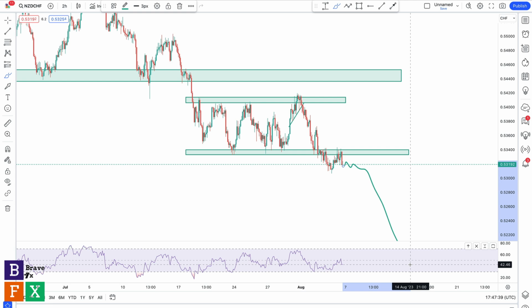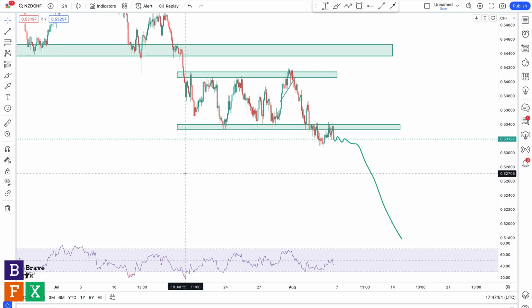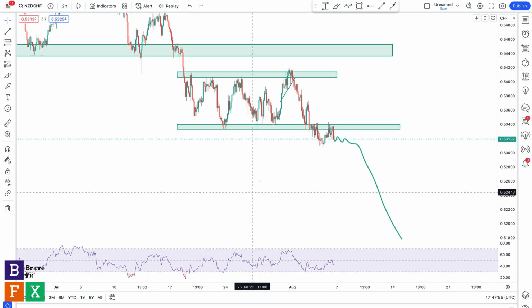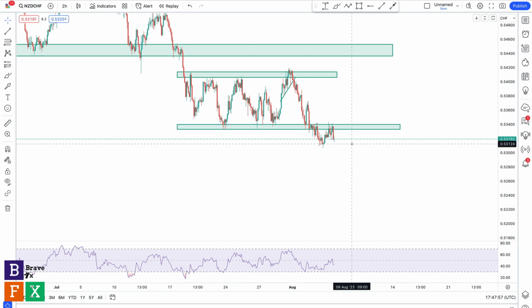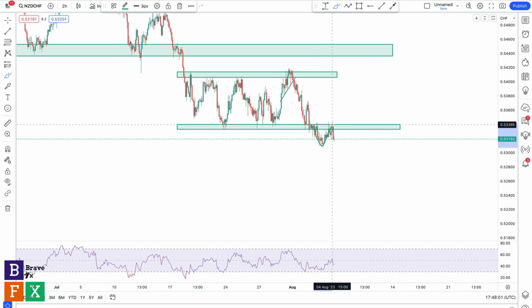CHF pairs can be crazy sometimes. It requires a lot of patience, and the pips are not that massive compared to that of gold or indices. So this is how I'm going to trade NZD-CHF. I think I already got the confirmation I need if I was going to go short. So for a conservative trader, you already had a good breakout over here, and you already had your retest, and now we have a bearish engulfing candle to confirm that retest.